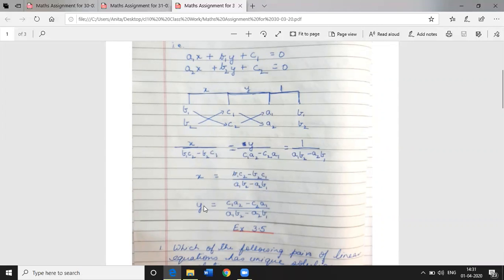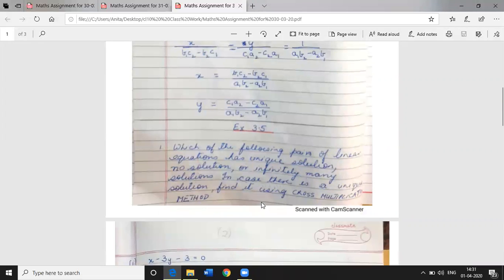Same way for y, equate this one with this. y upon c1 a2 minus c2 a1. When it goes up there, you get this value, c1 a2 minus c2 a1, and the denominator is as it is, a1 b2 minus a2 b1. Now we'll do some questions to understand it.